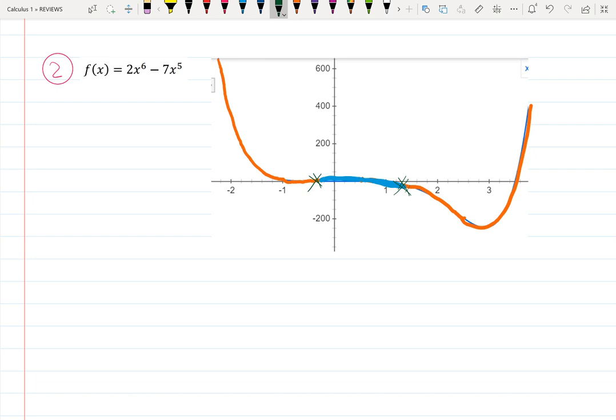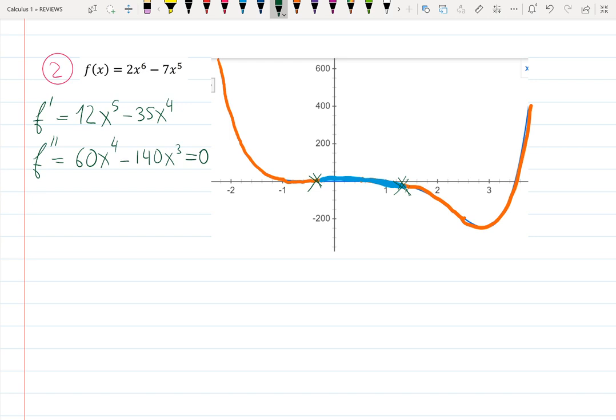Again, what do we need? We need to find the second derivative. To find the second derivative, we need to find the first derivative, which is actually pretty simple. 12x to the 5 minus 35x to the 4. Then the second derivative will be 12 times 5 is 60x to the 4, 35 times 4 is 140x cubed. And when looking for zeros, there are no DNE points here.